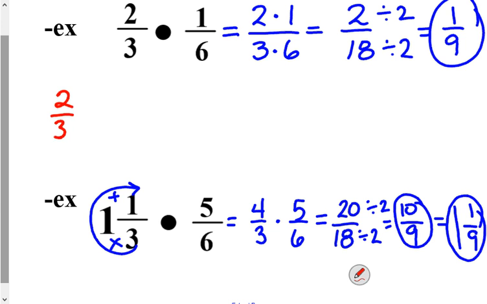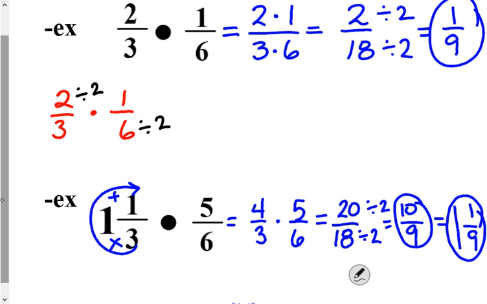So cross-simplifying means to look at your numerators and look at your denominators and see if you have any one numerator and one denominator that have a common factor. So for example, I could look at the 2 and the 3. They don't have any common factor, so I can't do anything with those. The 2 and the 6, however, do have a common factor, meaning a number that goes into both of them. They can both be divided by 2. So I'm going to divide them both by 2, and I'm going to write this right here beside it so I can see I'm dividing by 2 on the top and I'm dividing by 2 on the bottom.